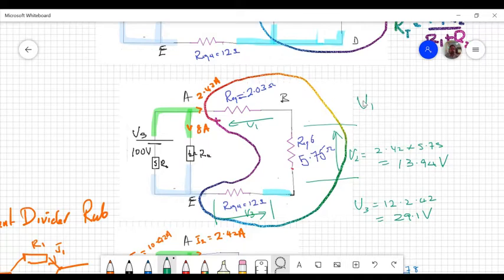V1 is equals to 2.03 times 2.42, and that will give me 4.92 volts. So I will now transfer these voltages onto the higher circuits.